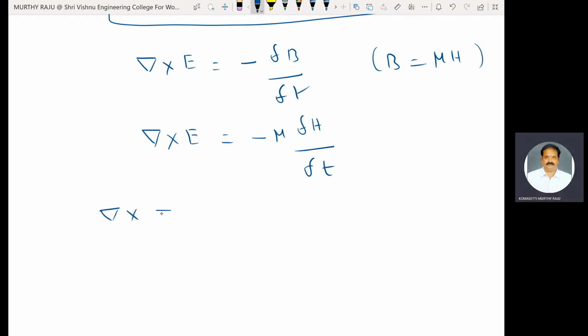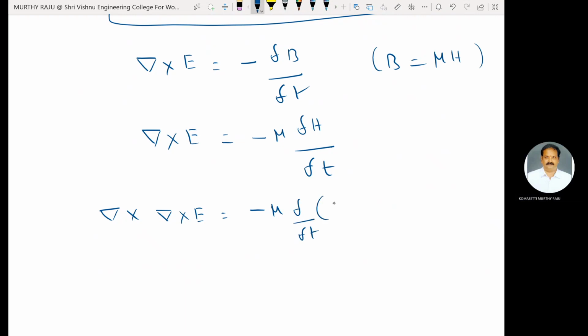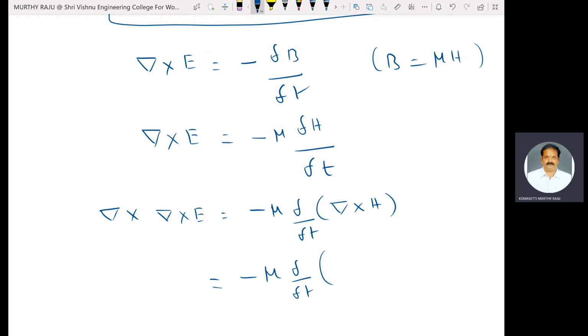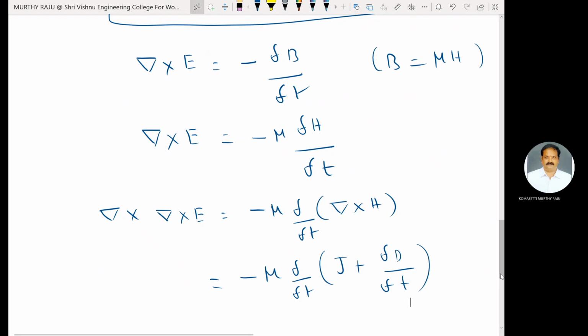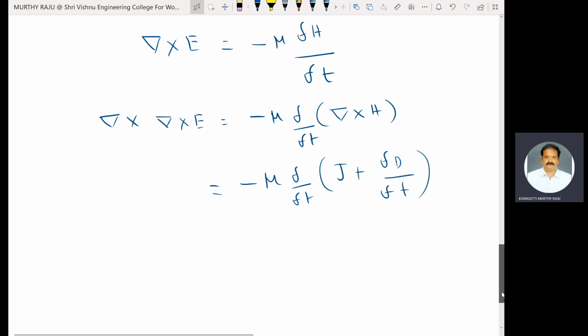Del cross E is equal to minus mu dou H by dou t. Del cross H is equal to J plus dou D by dou t.